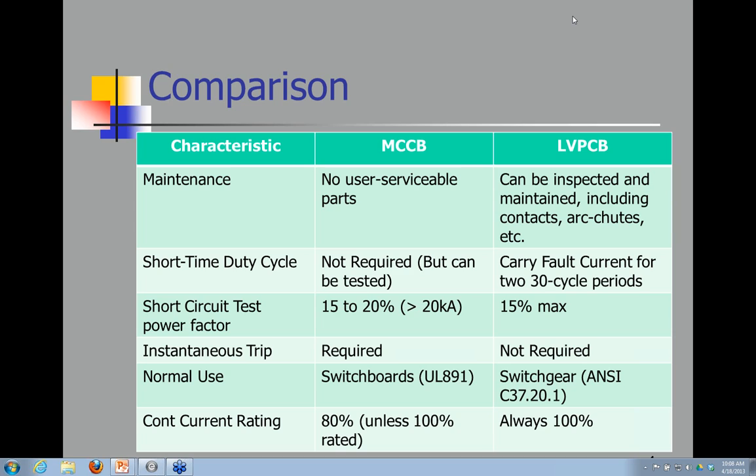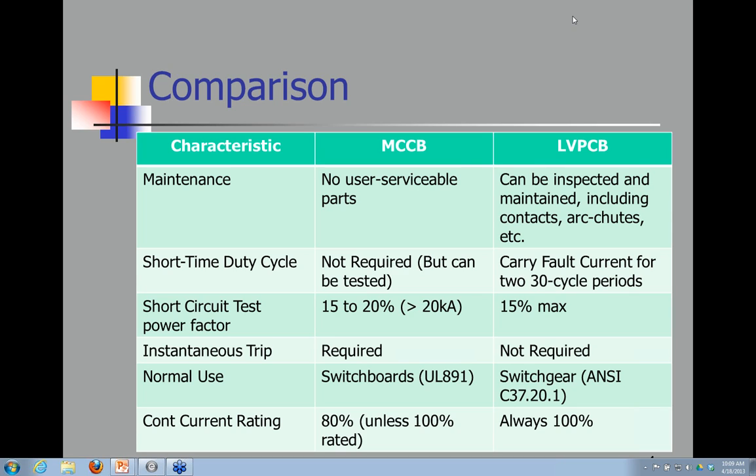Whereas the molded case circuit breaker has no such rating. It's not required to have a rating. The manufacturers can test it and can certify that it has a certain rating, but it's not required to have it per UL 489. So what that means is that the molded case circuit breaker must have at some point an instantaneous trip, whereas the low voltage power circuit breaker can be applied without an instantaneous trip up to its full short circuit rating.